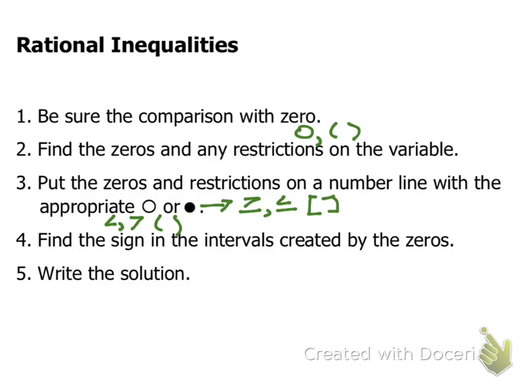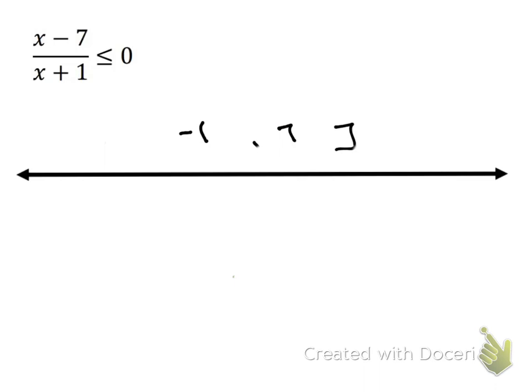Next, we will look for the sign of the function in the intervals that we get resulting from the zeros and the restrictions. And then we will look at the solution. Starting here, the first thing we need to look at is any restrictions.